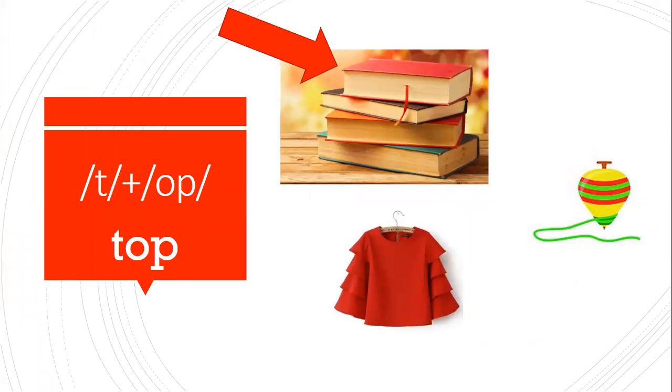The op top. You can see here. This is also a top. It's a toy. It's a top. And this is also a top which you wear. This is a top, girl's top. And this red book is on the top. Here many books are lying. And which one is on the top? The red book is on the top. Okay.